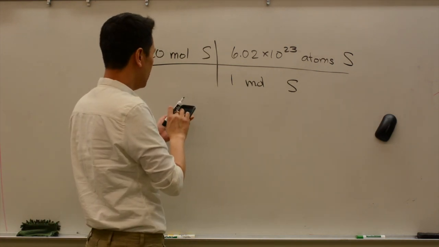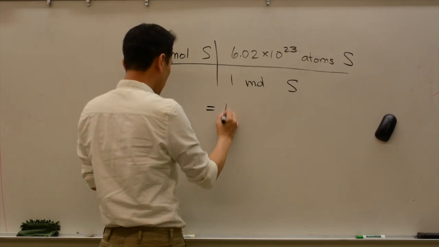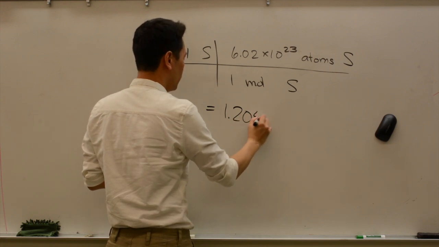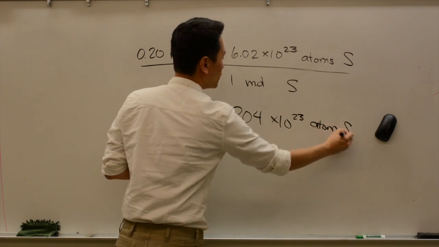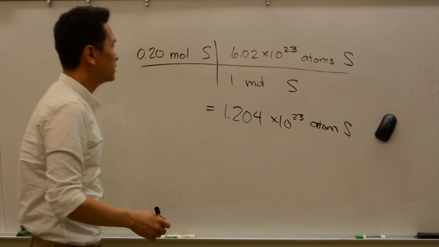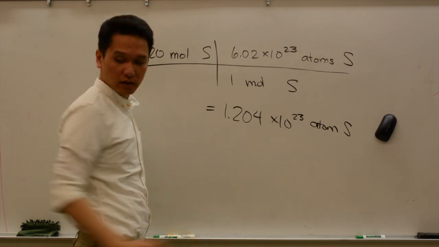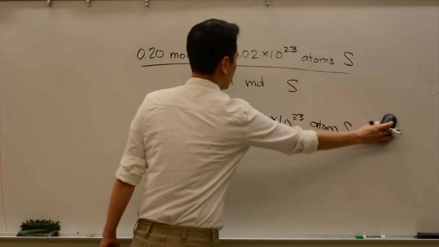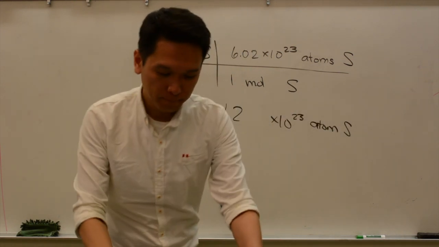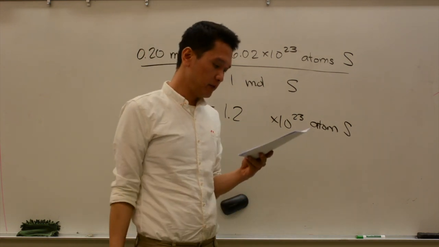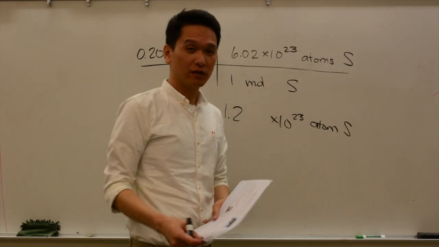That's 0.2 times 6.02 times 10 to the 23rd, which turns out to be 1.204 times 10 to the 23rd atoms of sulfur. Again, talking about sig figs here, we have 2 sig figs here, so our answer should only be 1.2 times 10 to the 23rd. Right? Let's do another example. So the next example is how many molecules of CO2 are in 0.2 moles of carbon dioxide.